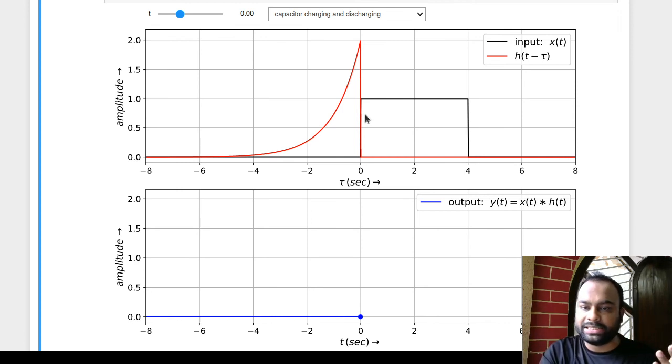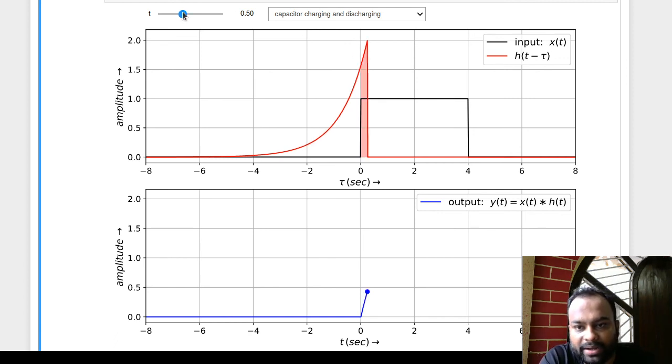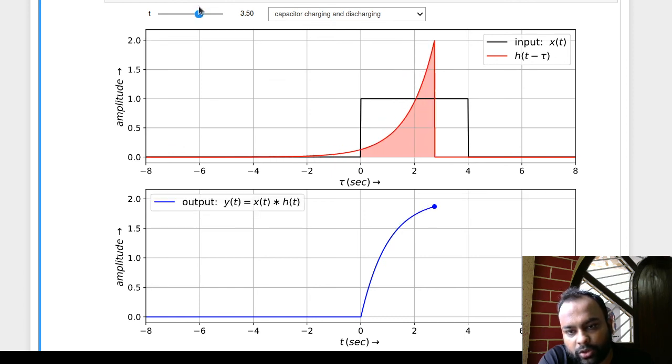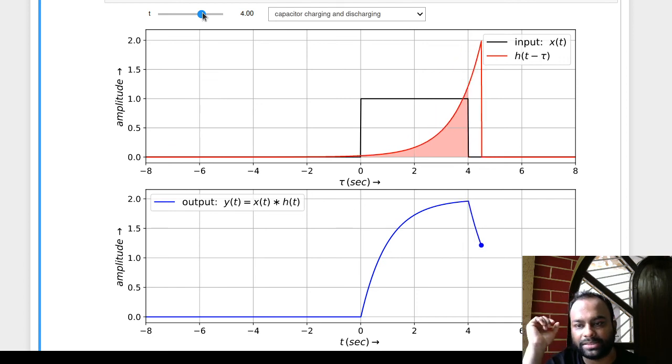So of course, it's just like charging and discharging. As long as the pulse is there, the capacitor will charge, and then the capacitor will discharge. Let's see that. So I am increasing the value. The overlapping area is increasing. Overlapping product area is increasing. So this is the charging happening. This is where the maximum charge happens. At t equal to 4, the maximum charge happens, right?